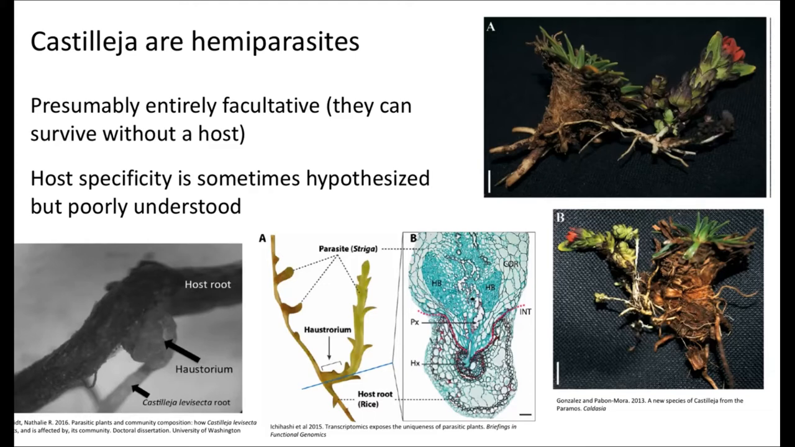And then there's a really nice zoomed in picture of a haustorium of Castilleja levisecta on the bottom left of the slide. And in the center of the slide, there's a histological section of a haustorium of Striga. So this is an obligate hemiparasite in the Orobanchaceae. And this really shows how the vascular tissue of the parasite, Striga, really kind of injects and punches into the vascular tissue of the host. So there has been some work trying to understand what all moves between the host and the parasite. But again, this has been done outside of Castilleja and isn't really something that we know much about.